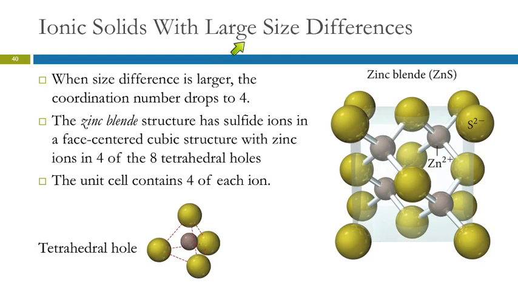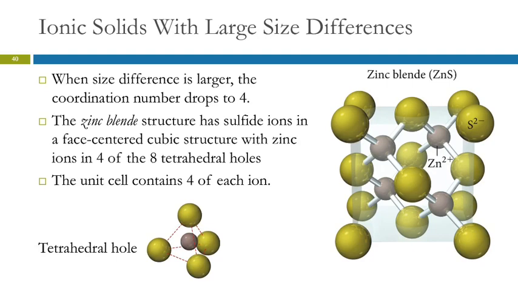The title here is Ionic Solids with Large Size Differences. So the size difference between the ions is big. That's a characteristic of the zinc blend structure. And what's the ratio of cation to anion here? It's 1:1. So zinc sulfide, there's 1 zinc and 1 sulfur. In the unit cell, you've got 4 zinc and 4 sulfur. Okay?